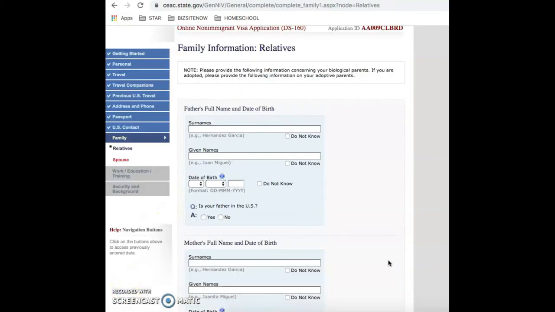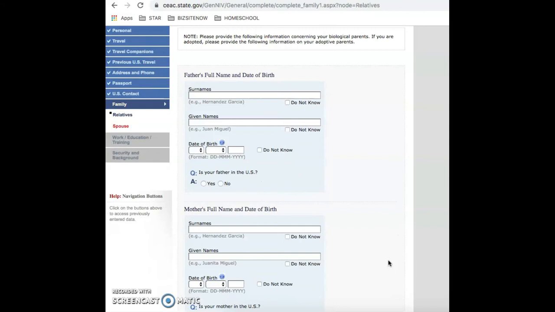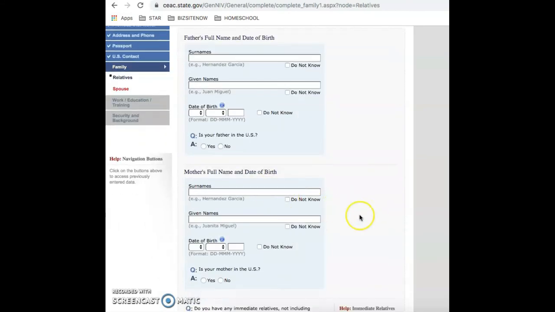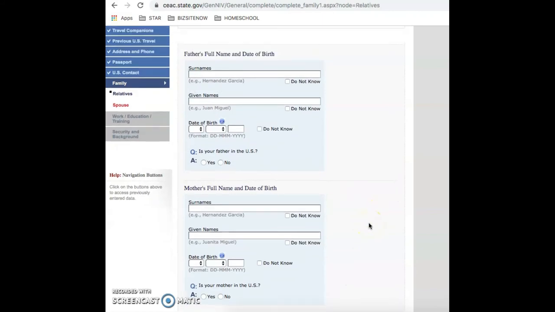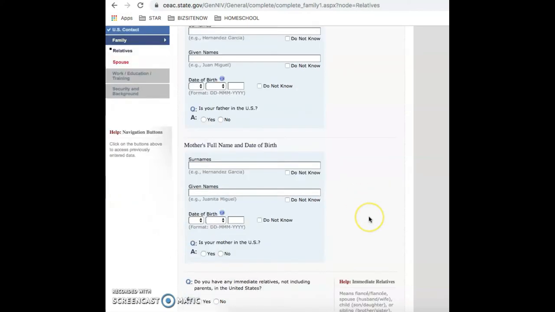And then, the next thing that the form needs is family information or yung relative. So, you just need to put yung father's full name and date of birth as well as yung mother's full name and date of birth. And then, tatanungin kung yung father mo ba nasa US. So, kung hindi naman, diba, huwag ilagay kung nasa US, di sabihin yes.